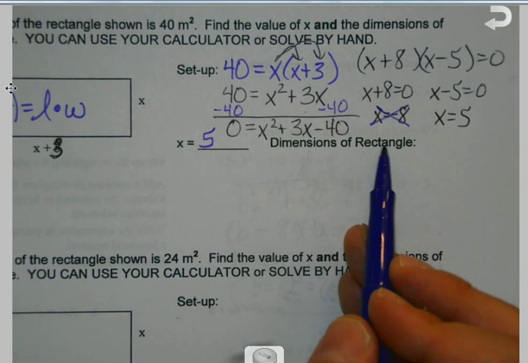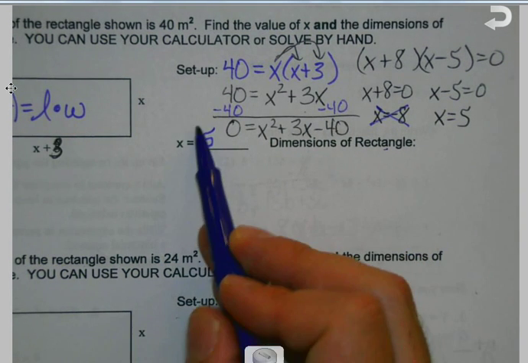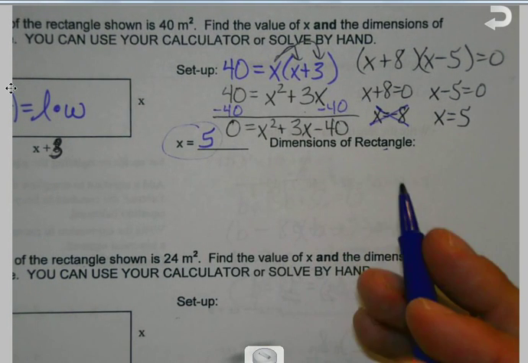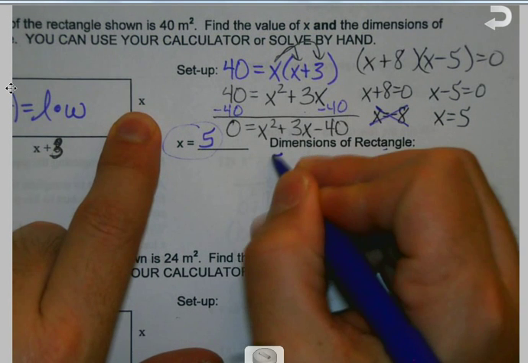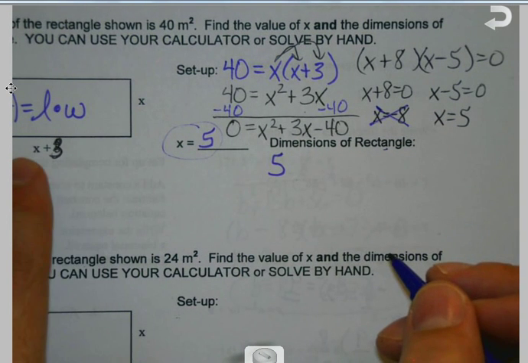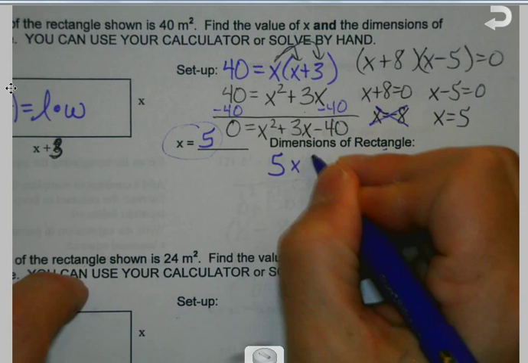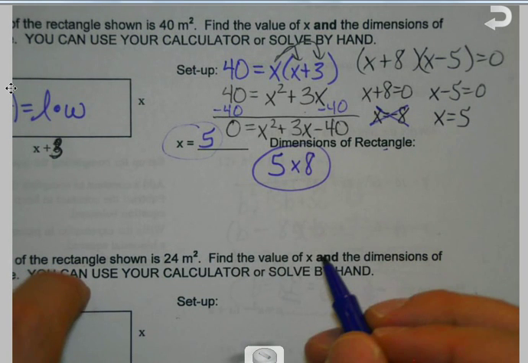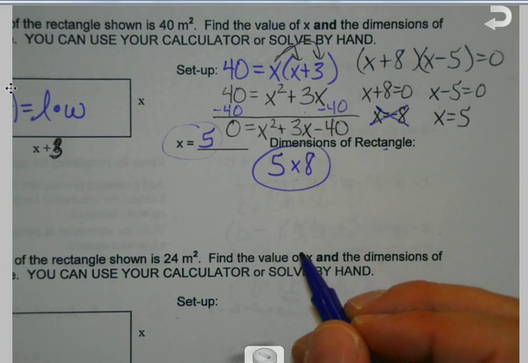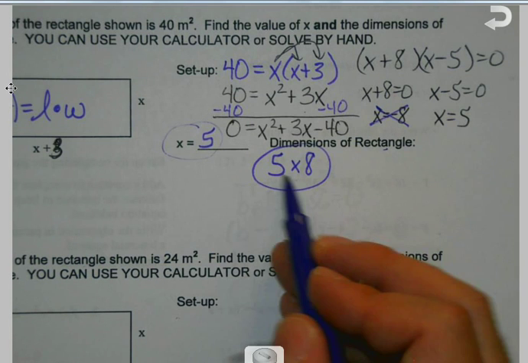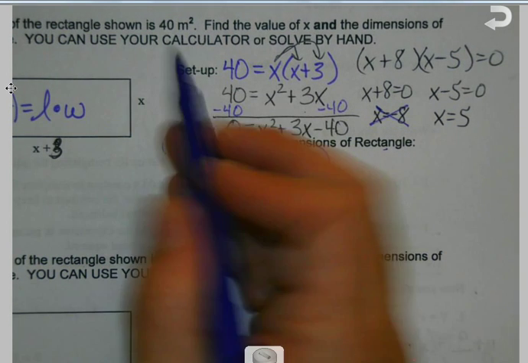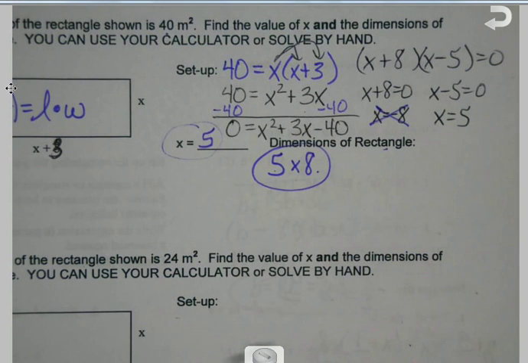Dimensions of the rectangle. In other words, take the 5, plug it back in. Plug it back in there. Well, that's pretty simple. That's just 5. And then 5 plus 3 is 8. It's a 5 by 8 rectangle, which makes sense because 5 times 8 is 40. Okay, everything comes together nicely. So you're going to have one to work through as well to make sure that we've got you in good shape here.